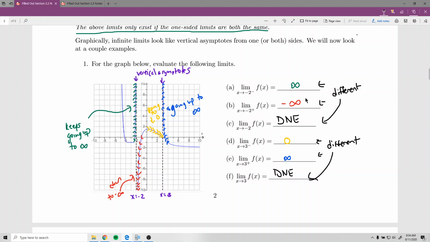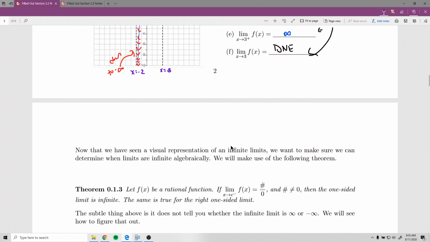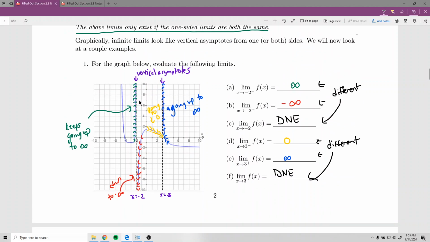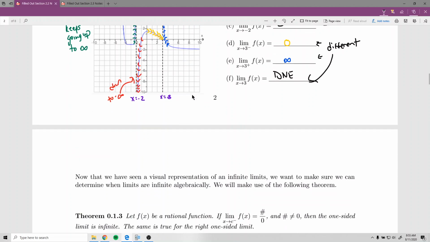Now, if they were both the same number, we just didn't have that example in this problem, but if these were both infinity, then this would be infinity. Same rules as before. All right, so very frequently limits that are infinite are vertical asymptotes. The way we want to be able to tell whether we have a vertical asymptote from a formula or not is what happens when we plug it in.